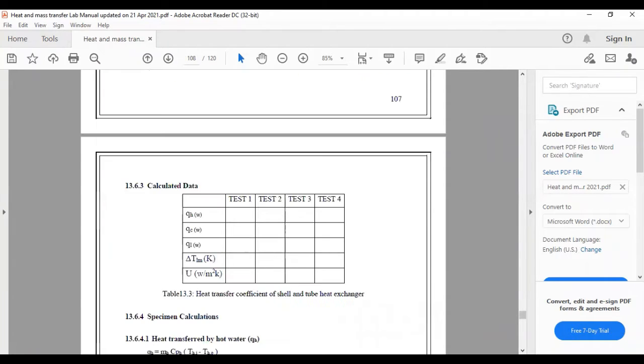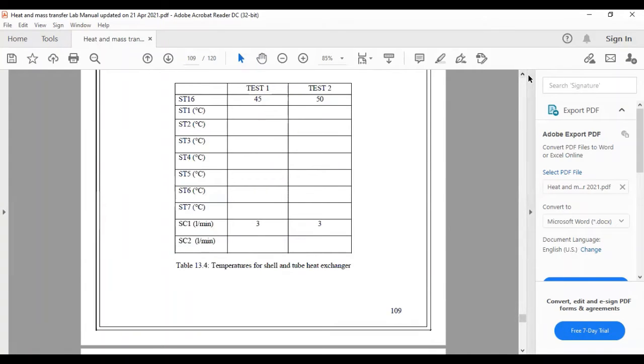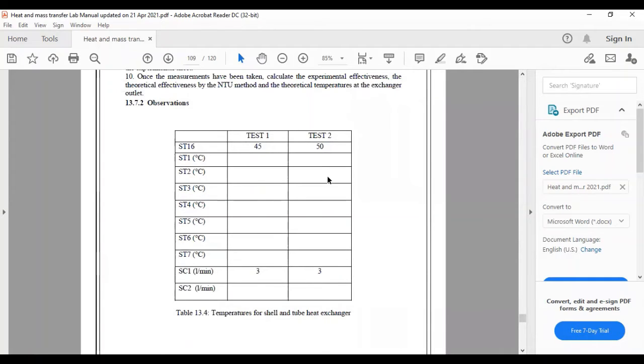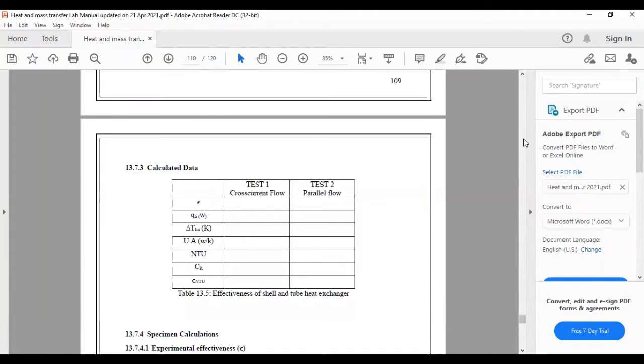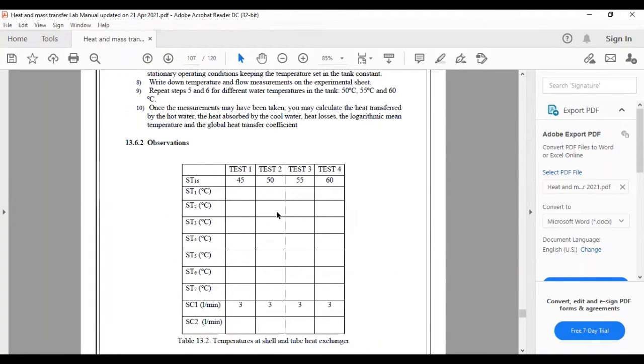Then we also have 2 objectives. For the second objective, we need 2 types of values. One is for parallel flow, and then we will change the valves and convert it to anti-parallel flow, and we will measure the values for both. Test 1 is for parallel flow, let's suppose, and test 2 will be for anti-parallel flow. We will take the values of both of them so that we may further calculate the given parameters using these observation tables. This is somewhat basic about which type of values we will measure here.